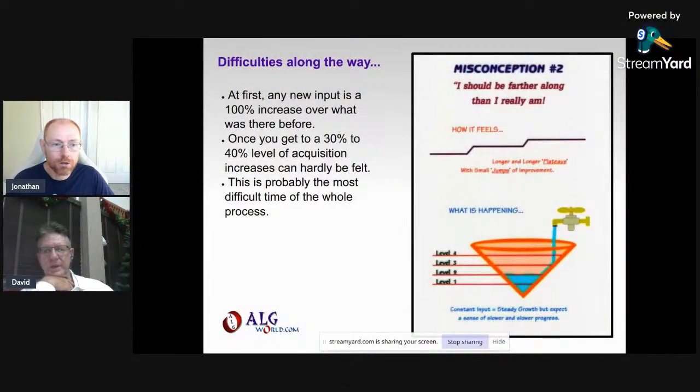If you think about learning a new language, it should take longer than a year or two. It's a very complex thing, and the only way to really become fluent is to give it the time it takes. But most of the understanding early on comes from what you see, not from what you hear. All right, and so that's the first misconception that people face. The second one is I should be further along than I really am.